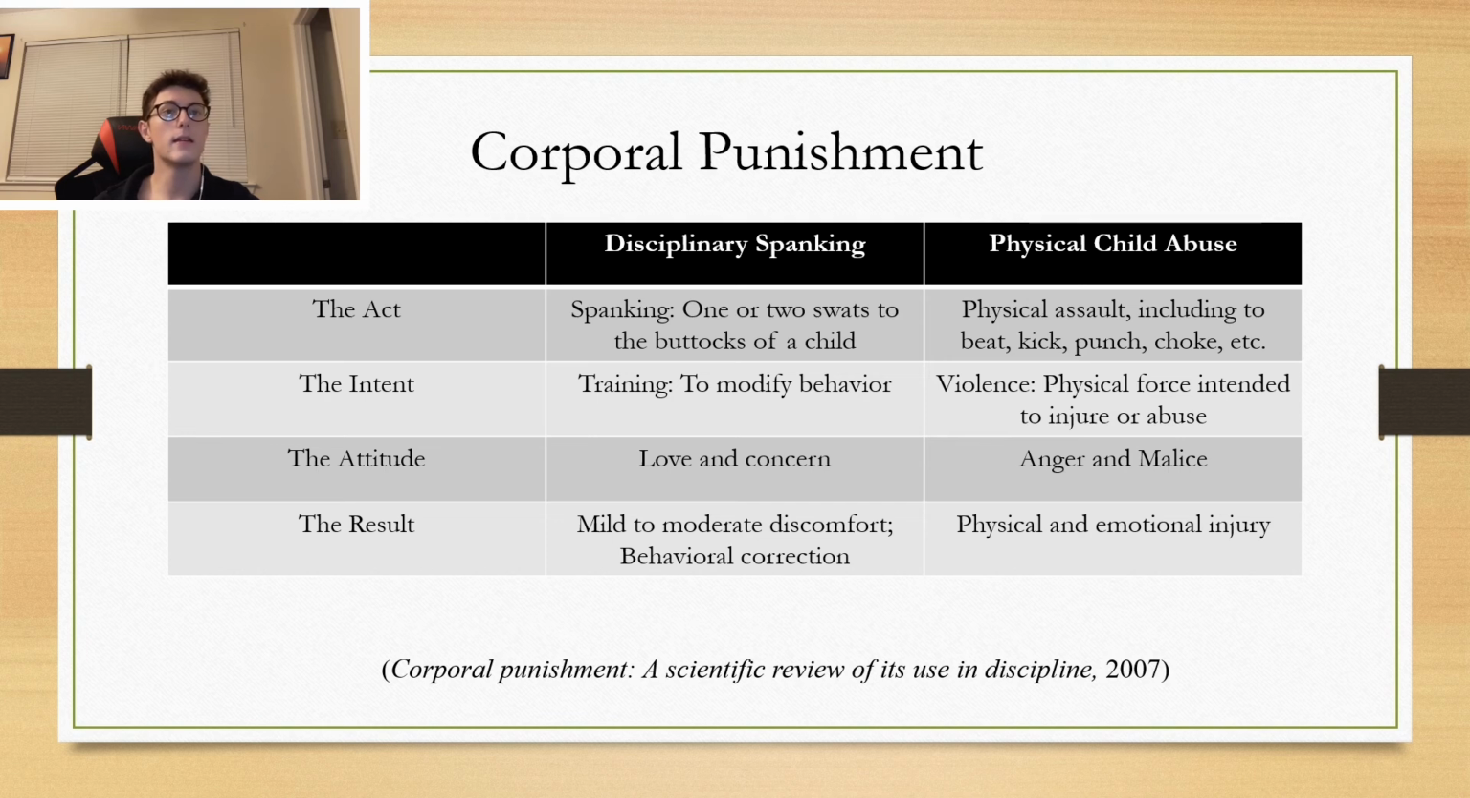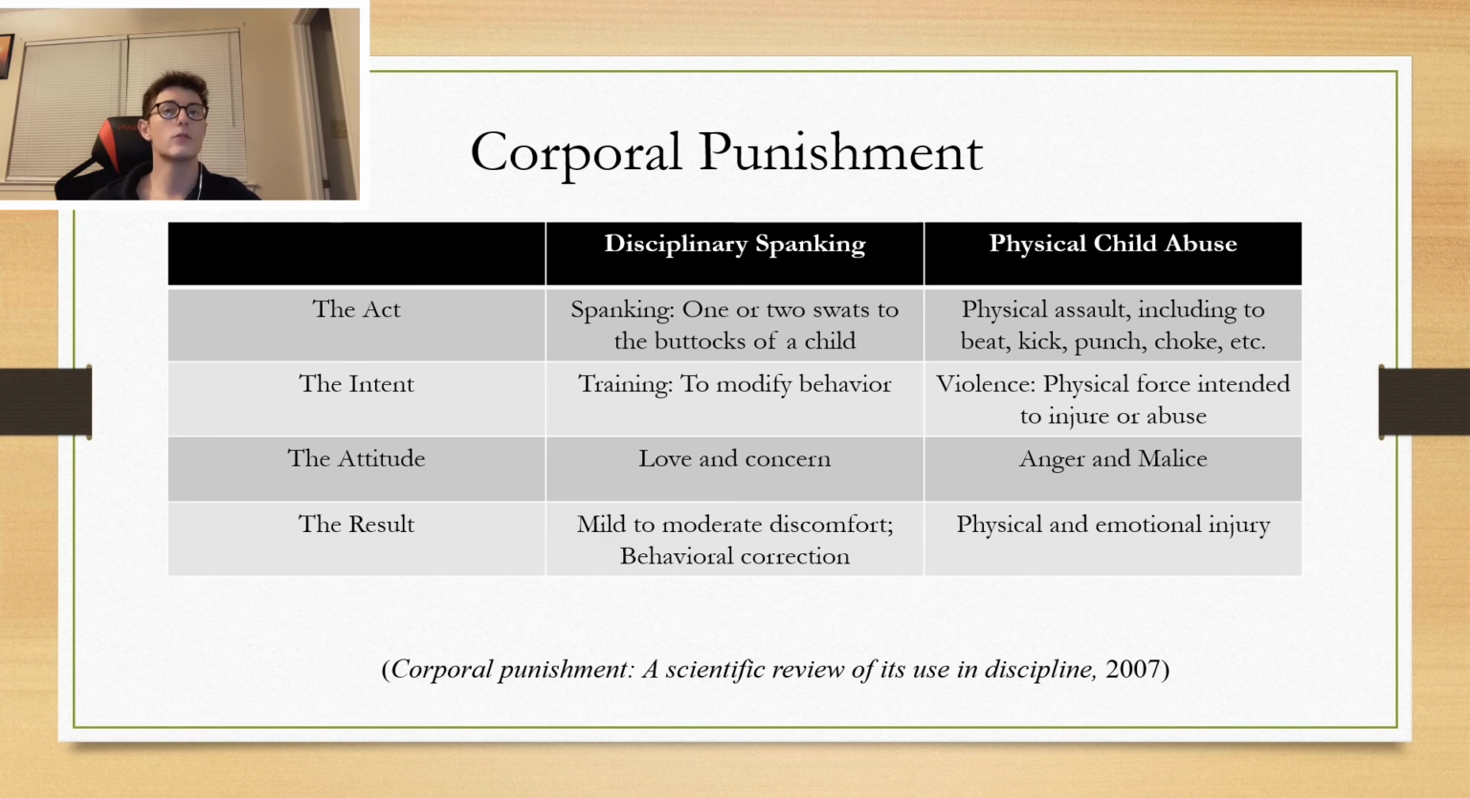The intent is one of the most important differences between the two. The intent of disciplinary spanking is training and to modify behavior, while physical child abuse is violence, physical force intended to injure or abuse. The parents' attitude behind the acts are different as well. The attitude behind disciplinary spanking is love and concern, while the attitude behind physical child abuse is anger and malice.